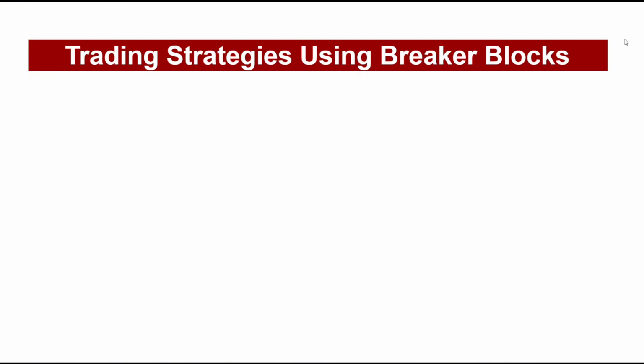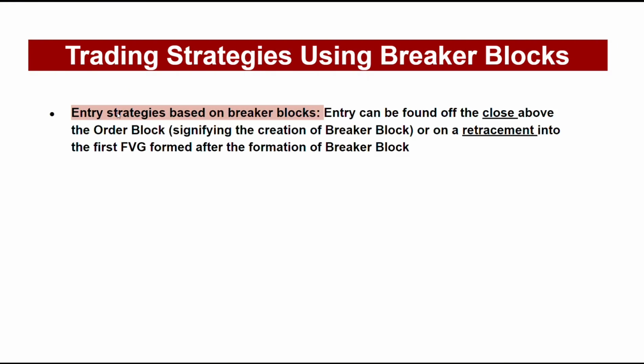This is external range liquidity, shorting off of here into the internal/external. So, trading strategies using breaker blocks. Number one, entry strategies based on breaker blocks can be found off of the close of an order block, right as the close, signifying the creation of the breaker block. And then we can add or potentially start our trade with a retracement into the first fair value gap formed after the formation of a breaker block, which is also known as the unicorn setup. The unicorn setup is a breaker block being formed, the first fair value gap after, along with a tap back, a retracement back into the breaker block.